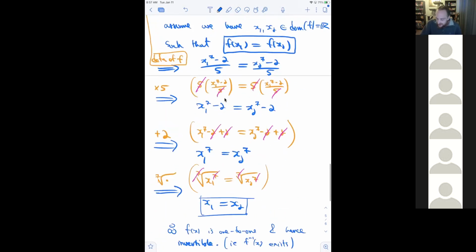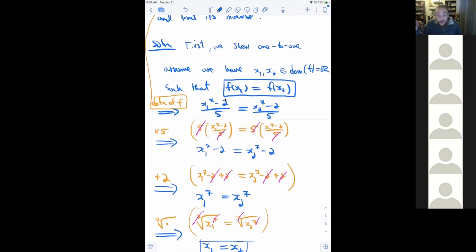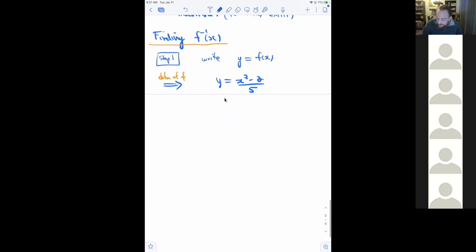Now what should I do? Look at the algebraic operations. Then we multiplied by 5, we added 2, and we took a 7th root. We're going to do the exact same thing to solve for x. Multiplying by 5, I'm going to get 5y equals x to the 7 minus 2. I'm not doing the intermediate steps anymore. I just multiply both sides by 5, like this, and the 5s will cancel.